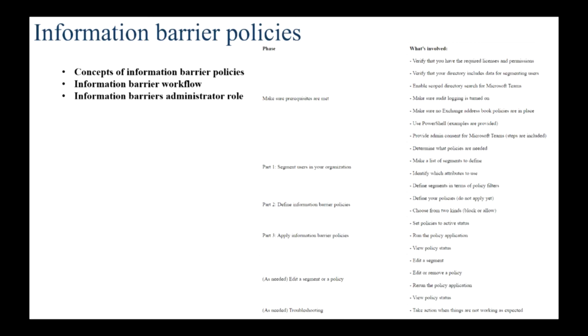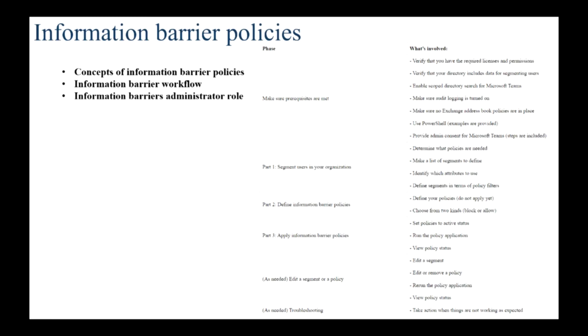When you define policies for information barriers, you'll work with user account attributes, segments, block or allow policies, and policy application. User account attributes are defined in Azure Active Directory or Exchange Online. These attributes can include department, job title, location, team name, and other job profile details. Segments are sets of users that are defined in the Security and Compliance Center using the selected user account attribute.